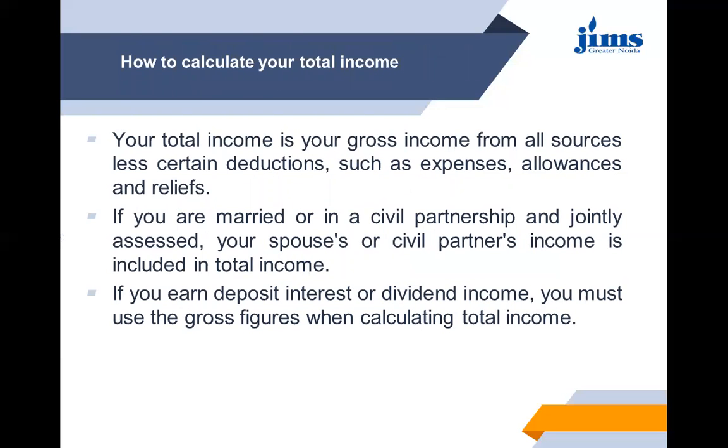So basically, the total income is your gross income from all the sources, then all the gross income from the different five heads. Then there are certain deductions which are reduced, such as expenses or allowances and reliefs. These are the deductions that are not taxable, that is, totally exempted. And if you are married or in a civil partnership and jointly assessed, your spouse's or civil partner's income is included in the total income. And if you earn deposit interest or dividend income, you must use the gross figures when you are calculating the total income.